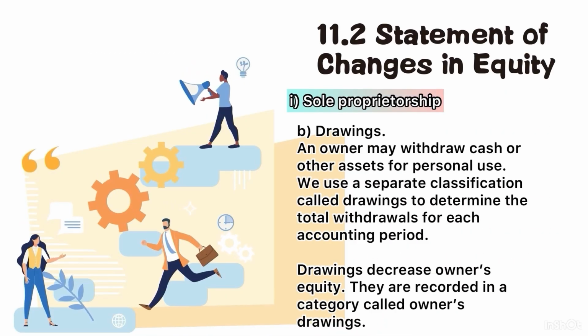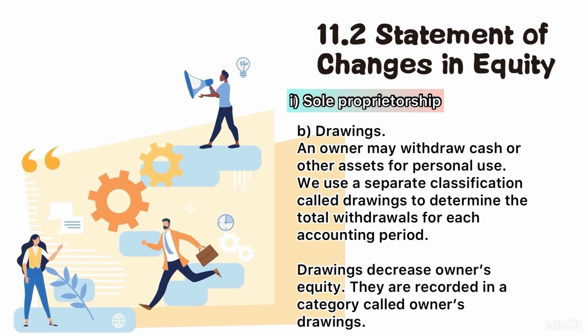B. Drawings. An owner may withdraw cash or other assets for personal use. We use a separate classification called drawings to determine the total withdrawals for each accounting period. Drawings decrease owner's equity. They are recorded in a category called owner's drawings.